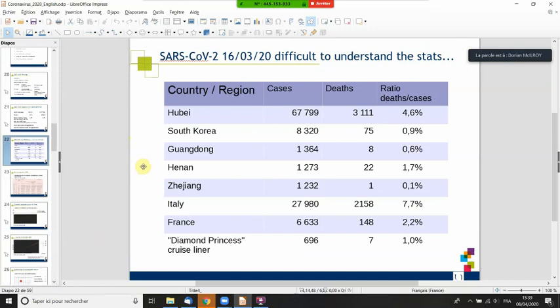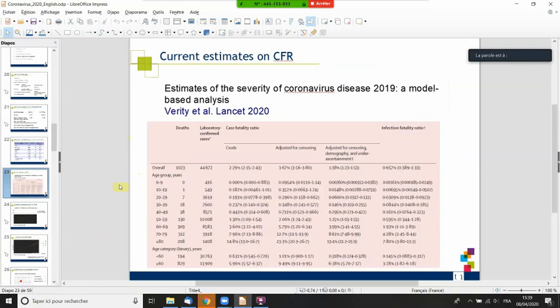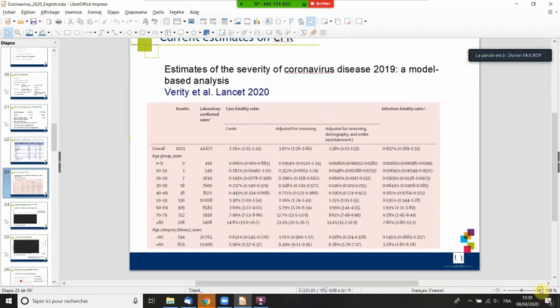And that's important because we want to know this to really understand how dangerous this virus is and how many people it's going to kill if we don't do something. So this is probably the best data that I've found so far. This is from just last week, I think, in the Lancet.